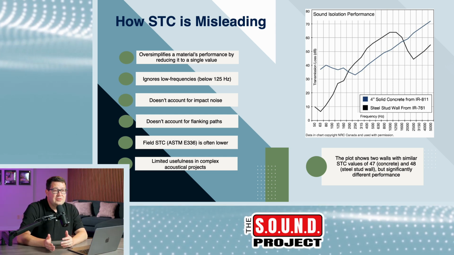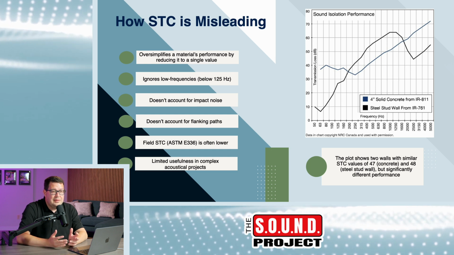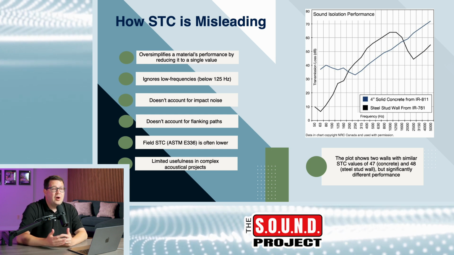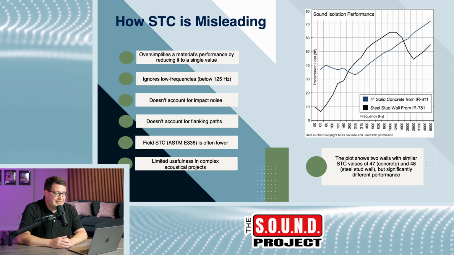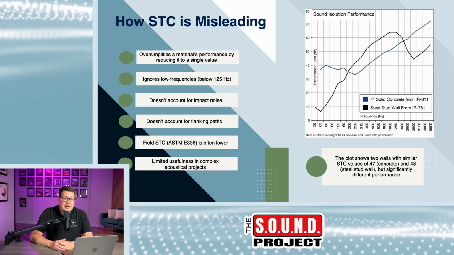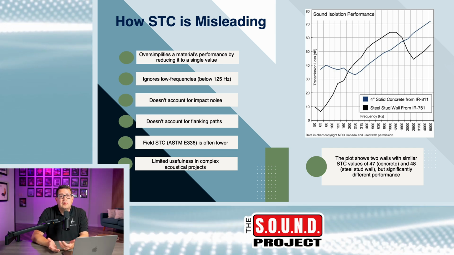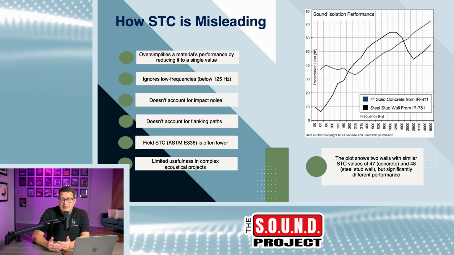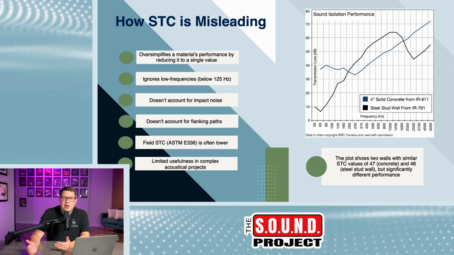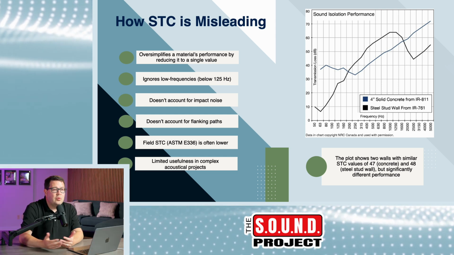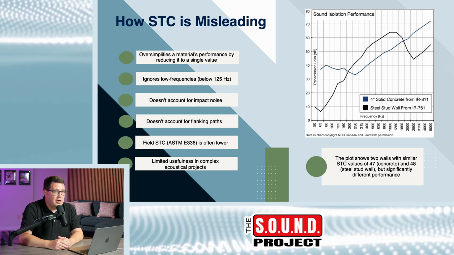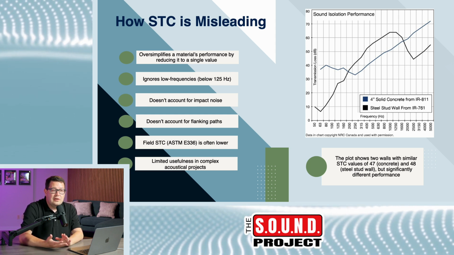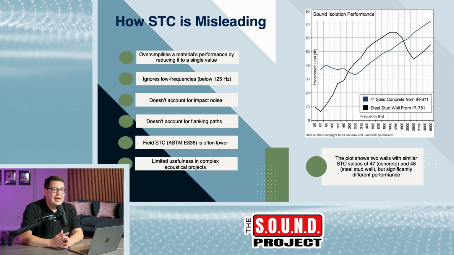It ignores low frequencies, anything below 125 hertz, because that's not part of the metric when you're calculating STC. And typically with sound isolation, the low frequencies are what we're most concerned about. It's like when you pull up next to a car that has a nice sound system. If all the windows are rolled up, all you're hearing is that low frequency energy radiating out of the car. As soon as they crack their window, you can hear vocals and cymbals and things like that.